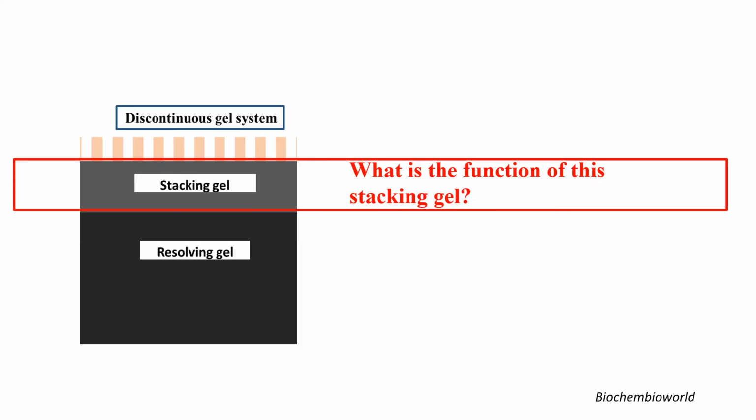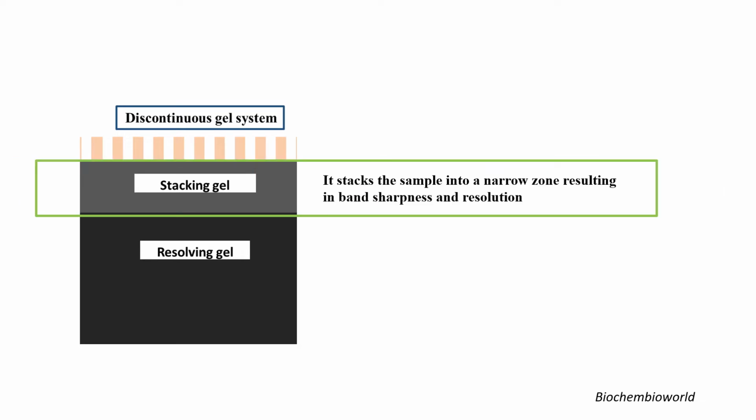Now the next question here is, why do we need a stacking gel? Why do we need a gel with large pore size and lower pH? What is the function of this stacking gel? Basically, it results in the stacking of the mixture. It narrows it down into a small portion. It stacks the sample into a narrow zone, resulting in sharpness and resolution of bands. That is the advantage of having a stacking gel.